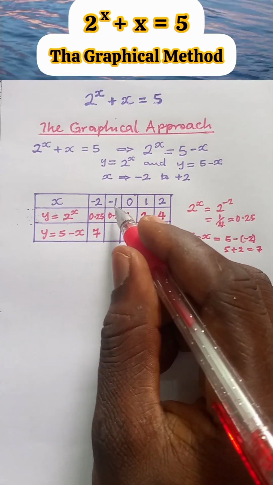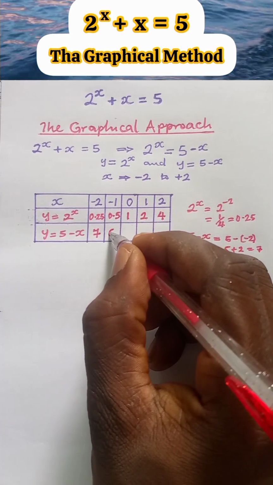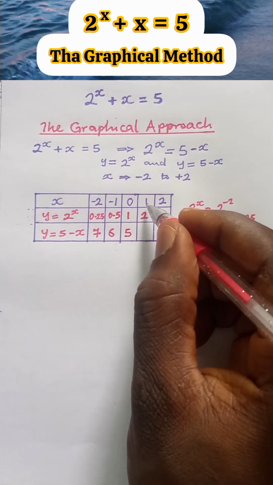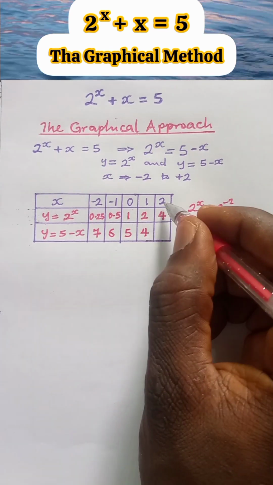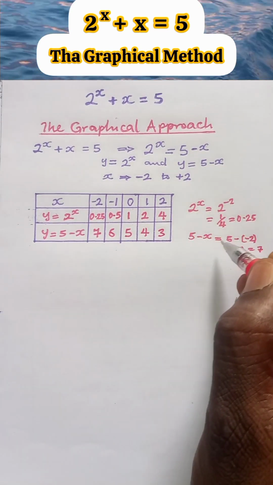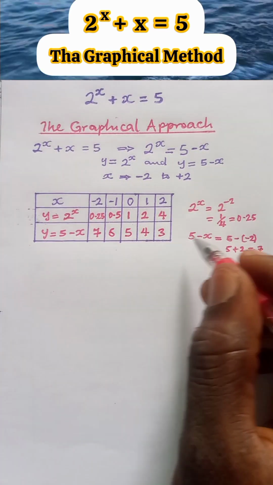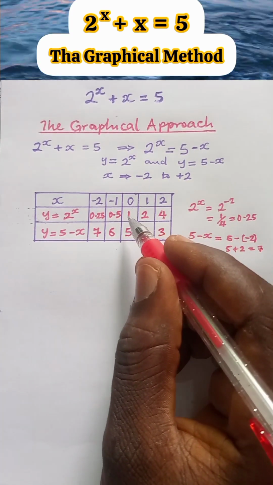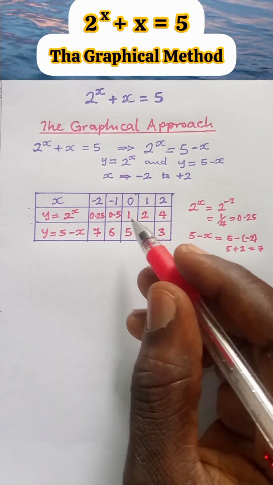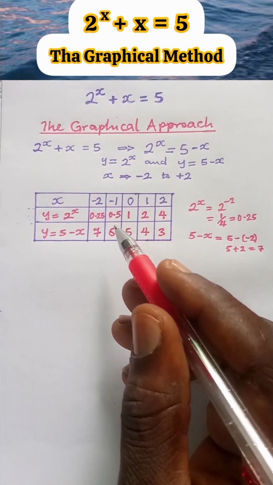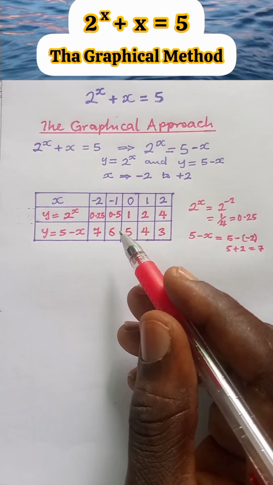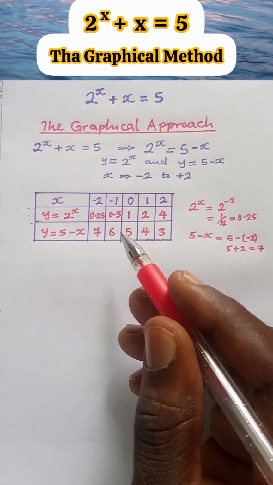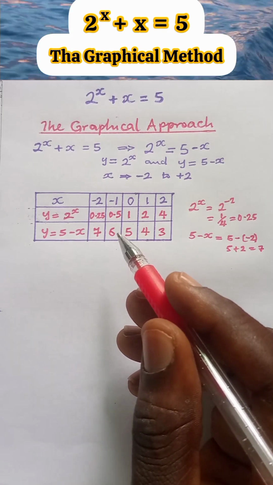Now coming here, when x is -1, y here is 6. When x is 0, we have 5 for y. When x is 1, we have 4. When x is 2, y is 3. Simply apply the method as it is explained here and you get these digits for y. Apply the same method here, you get all these digits. So we've got a table of values for x and for the y's. Now we're going to plot a graph of y equals 2 raised to the power x and y equals 5 minus x. So let's go.